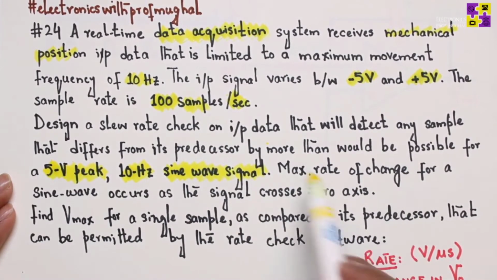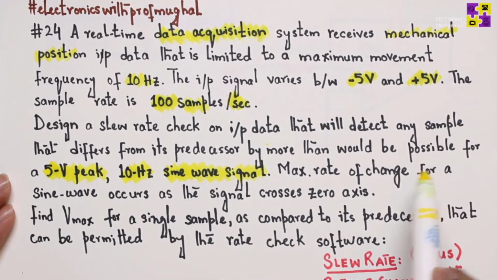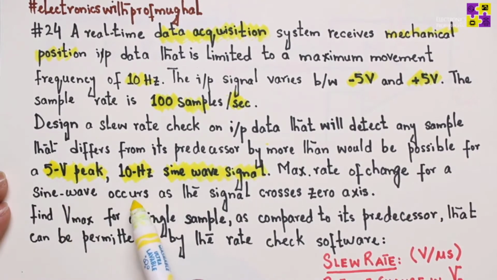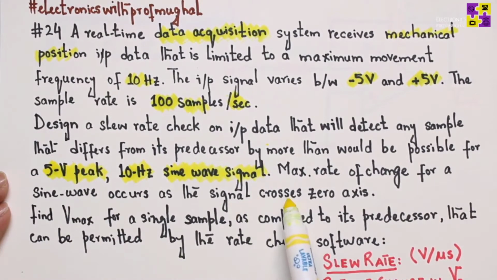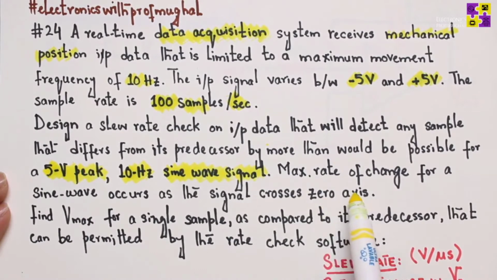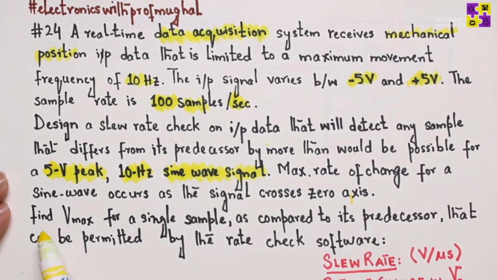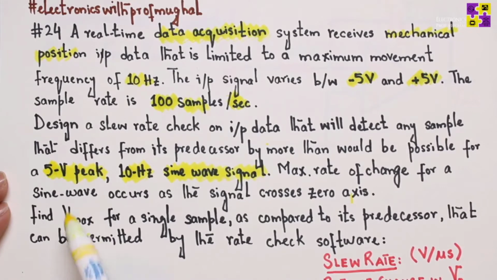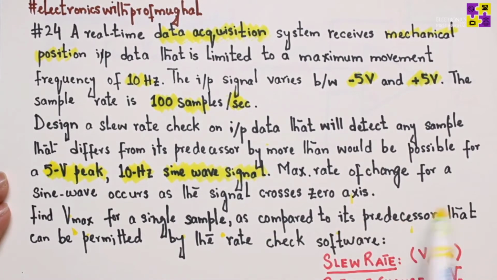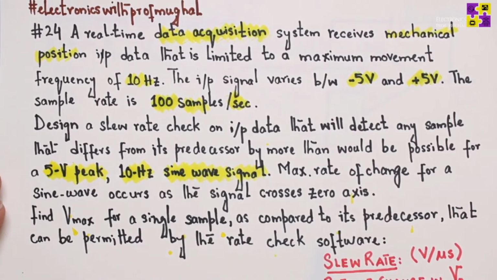The maximum rate of change for a sine wave occurs as the signal crosses the 0 axis. Find the Vmax, the maximum voltage for a single sample as compared to its predecessor, that can be permitted by the rate check software.